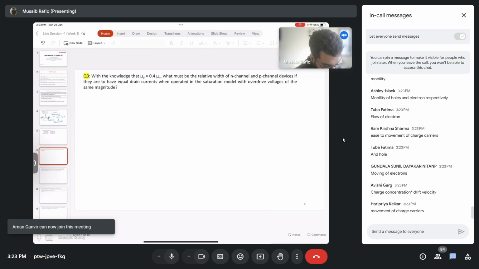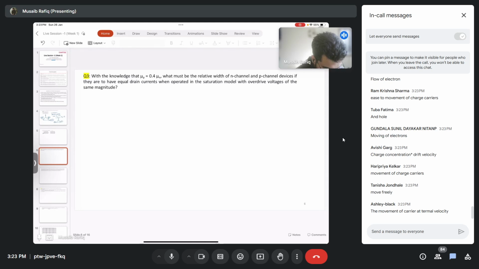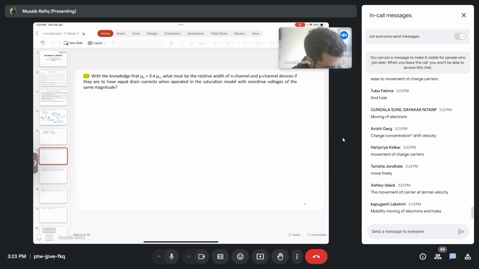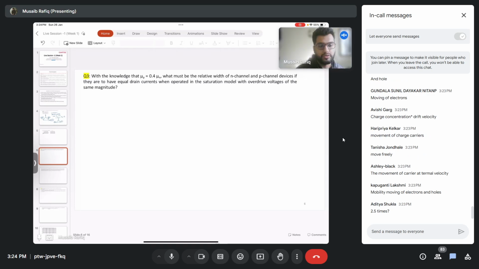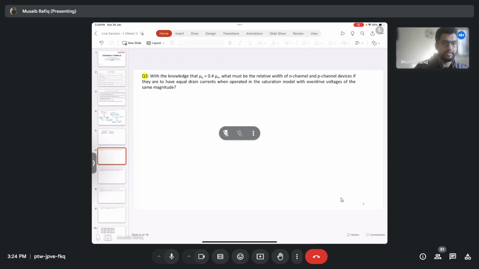The question states that with the knowledge that mu p is equal to 0.4 times mu n, what must be the relative width of n channel and p channel devices if they are to have equal drain currents when operated in saturation mode with overdrive voltages of the same magnitude? I would like you to solve it first. I'll give you 3 to 4 minutes, and after that I'll show you the solution. Some of you have already done it. I'll confirm whether the answer is right or wrong after I show the solution. Try to solve it at your own place right now.